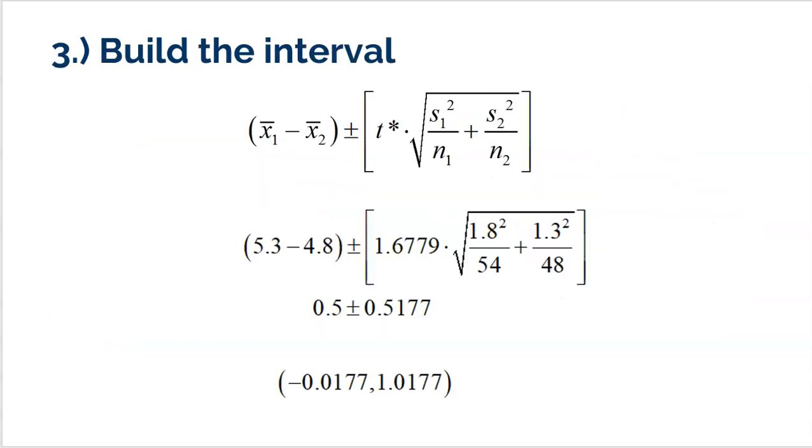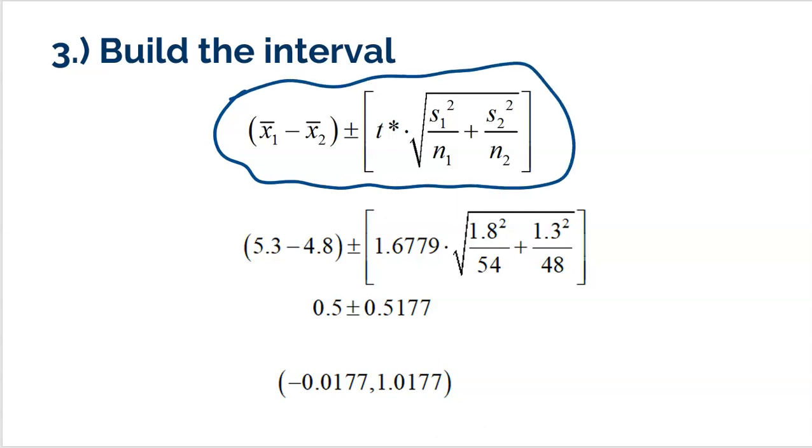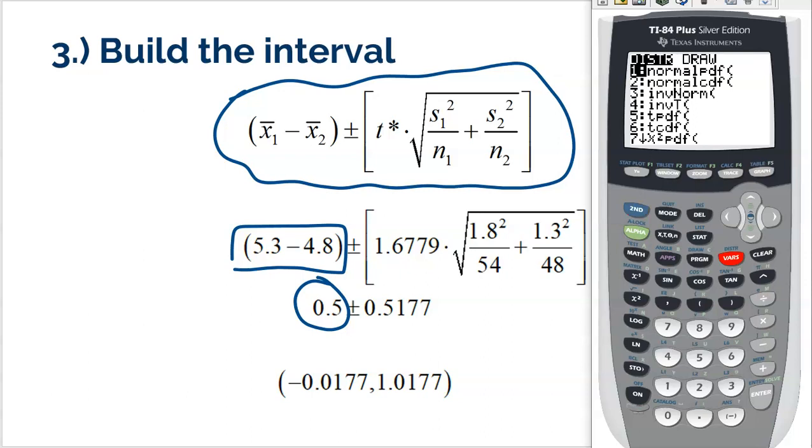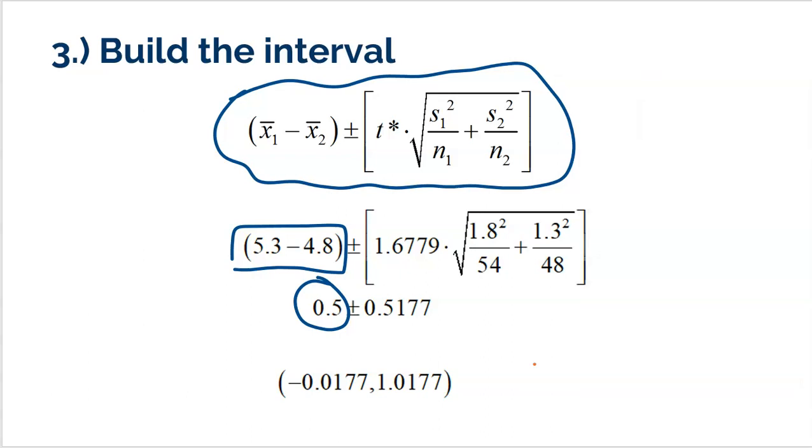All right, so now it's time to build the interval. What I like to do is rewrite the formula real quick and then start substituting everything in. The first thing is the difference between my 2 samples, which was 0.5. That was pretty easy, I already found that. Now I need my t star. Let me show you how I'm going to get that. I'm going to go to second vars, then invert T. I wanted a 90% confidence interval, so I put 0.05 at the bottom. Then I need my 47 degrees of freedom. And this gets me the t star I needed, 1.6779.